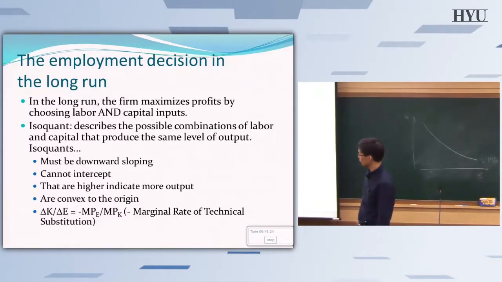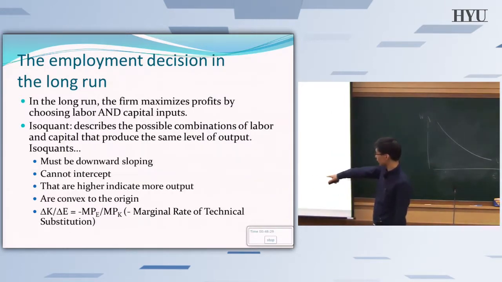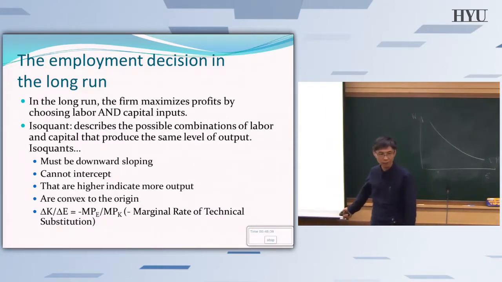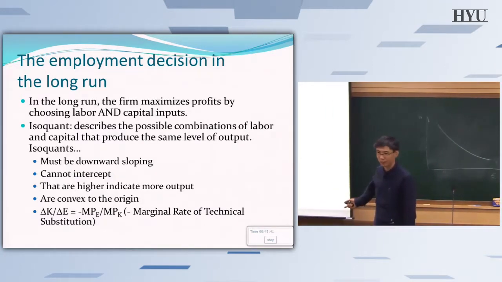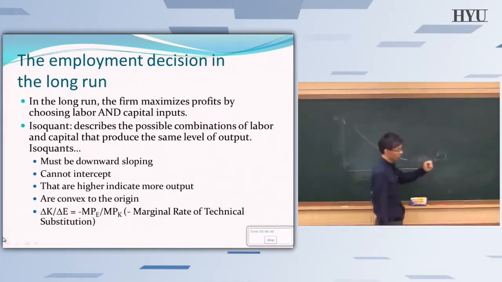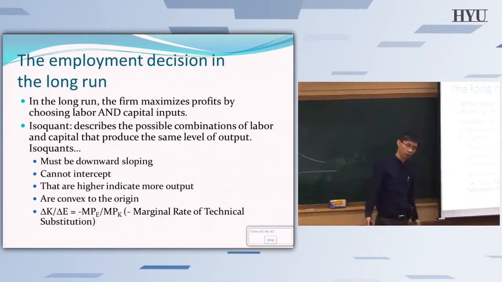Okay, come back to the origin. That's what we assume. And then we define the marginal rate of technical substitution, MRTS, which is MPL over MPK. So it's basically the same idea as the MRS, but applied to output, the producer side. So we call it MRTS.